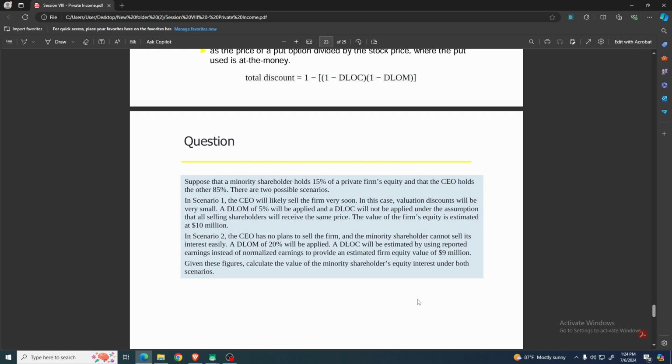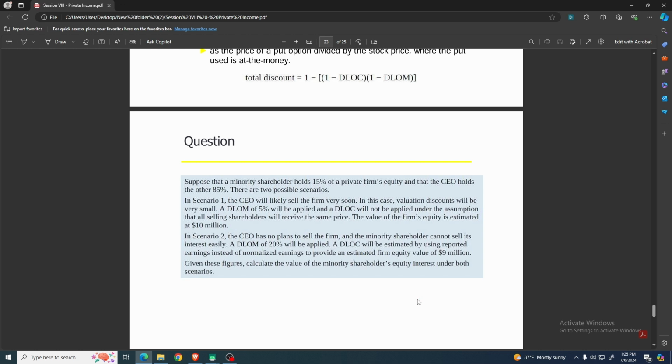In scenario 2, the CEO is not going to sell the firm. He has no plans to do that. Minority shareholders cannot sell their interest easily. A DLOM of 20% is now applied, because selling the shares is not going to be easy. And in this case, DLOC is going to be estimated by using reported earnings instead of normalized earnings, to provide an estimated firm equity value of 9 million. So using these figures, we are asked to calculate the value of the minority shareholders' equity interest under both scenarios.